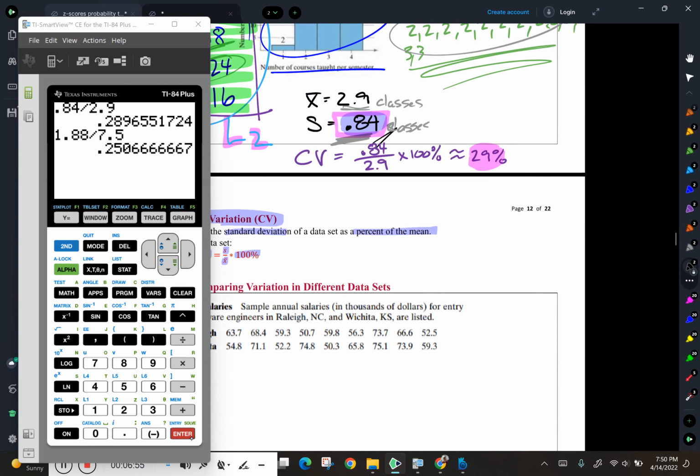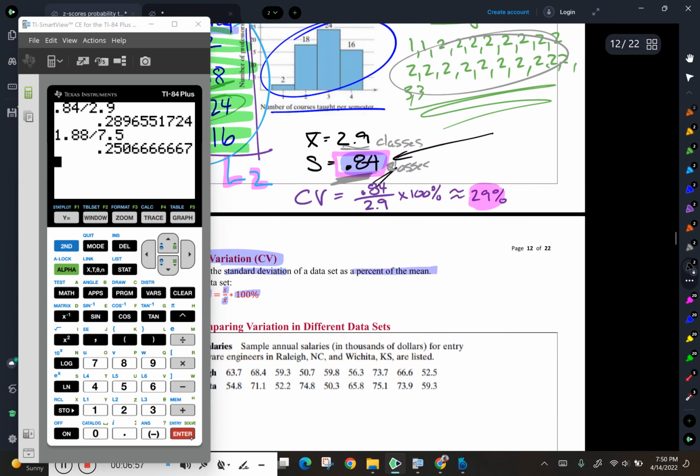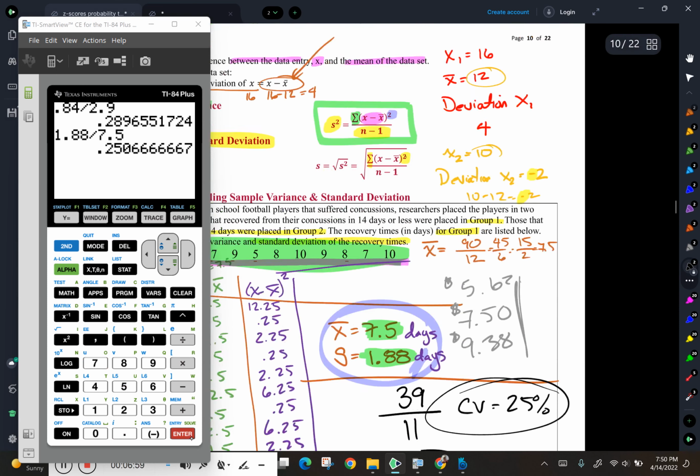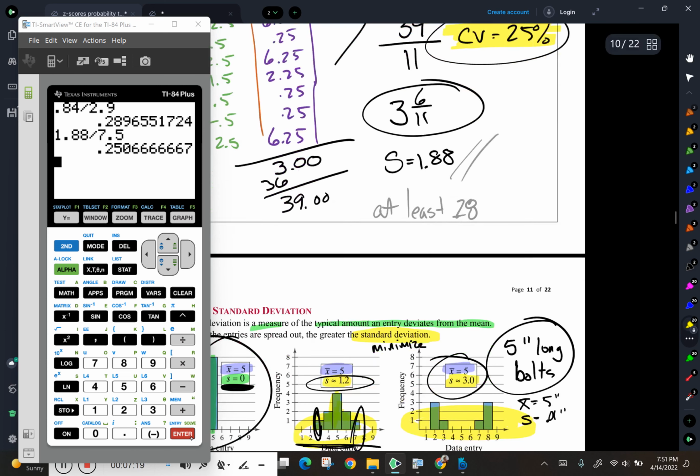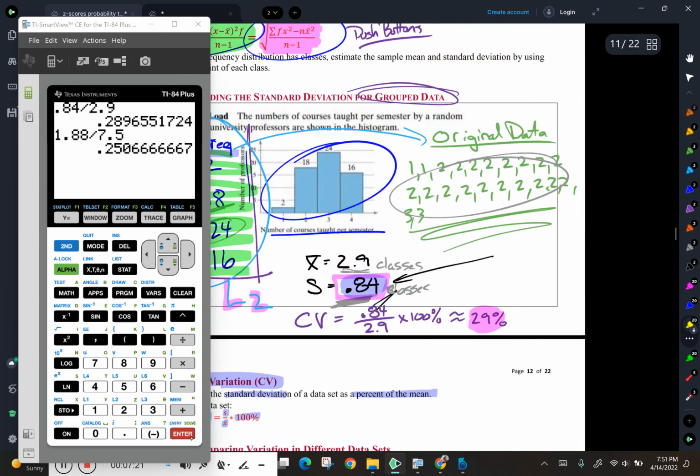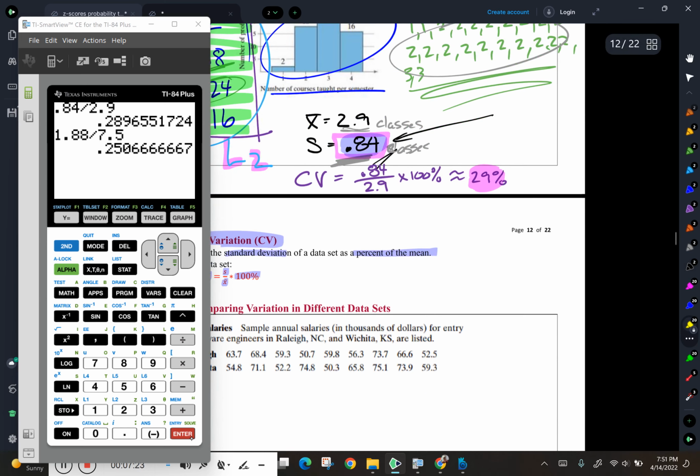But can I look at 0.84 and can I look at 1.88 and easily see which one is the larger relative to the data set? Standard deviation, I would have thought 1.88 was bigger than 0.84. But when I do the math, as a percent of the mean, this has a variability of about a quarter, 25%. This one's closer to a third at 29%.